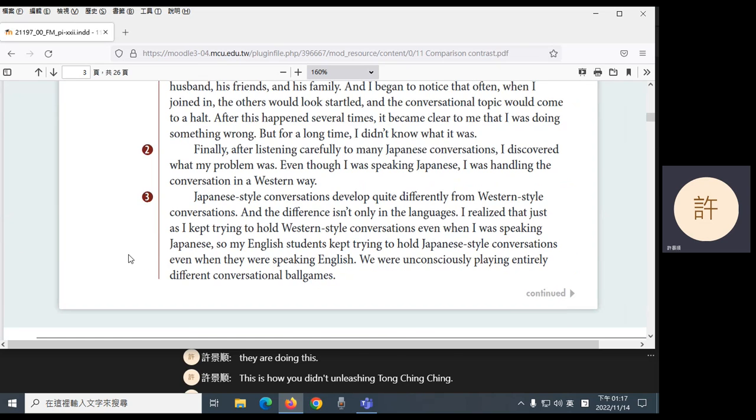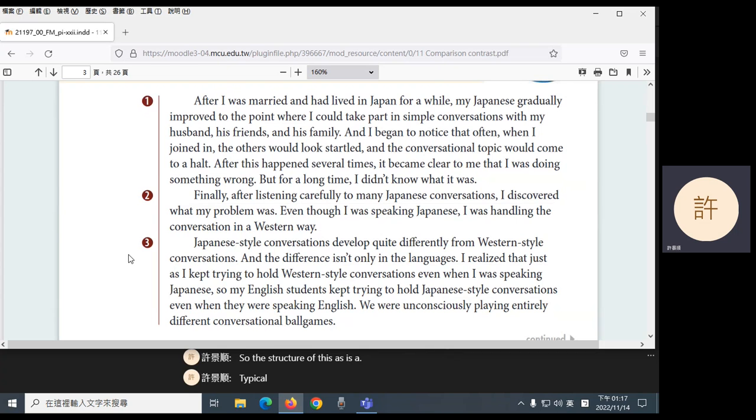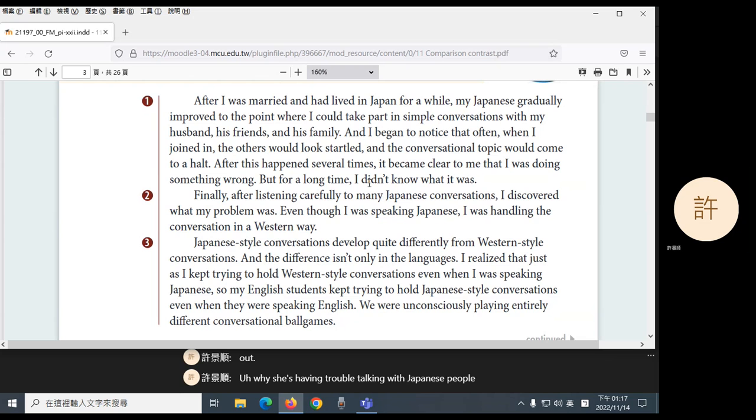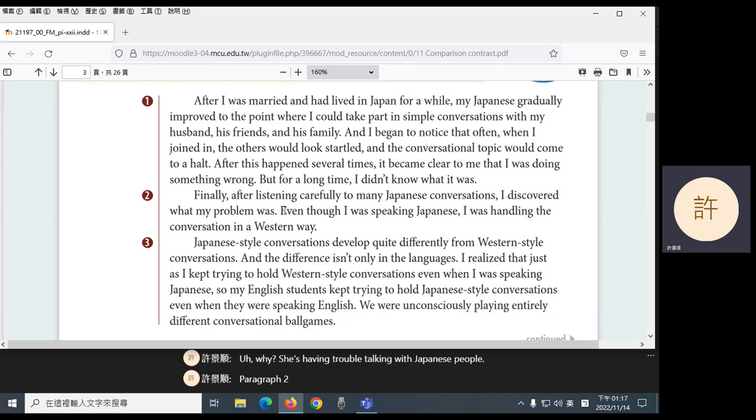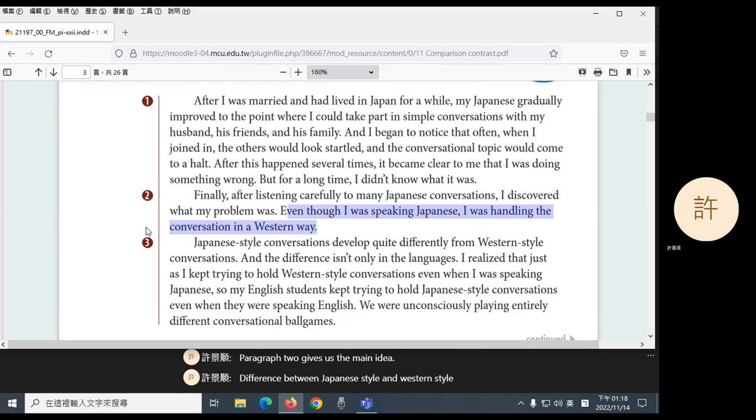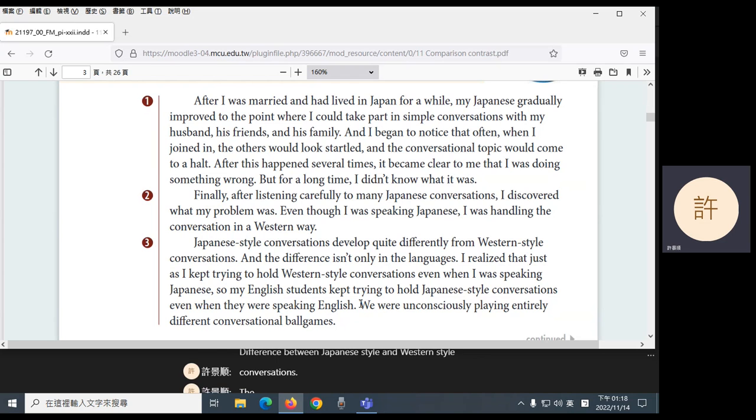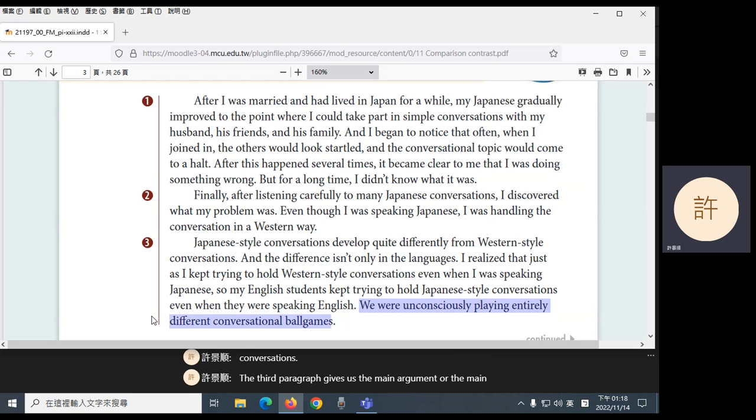So the structure of this essay is a typical comparison contrast essay. First, the introduction tells us the point, why the author is writing this essay, and the reason is to find out why she's having trouble talking with Japanese people. Paragraph 2 gives us the main idea, difference between Japanese style and Western style conversations. The third paragraph gives us the main argument or the main image, 主要的画面, 主要那个比较的基准点, and it is by comparing these two styles of conversation with playing sports, playing ball games.